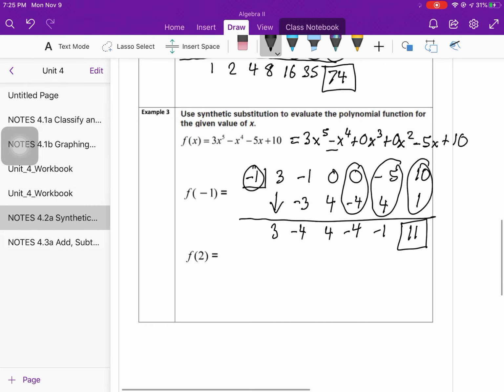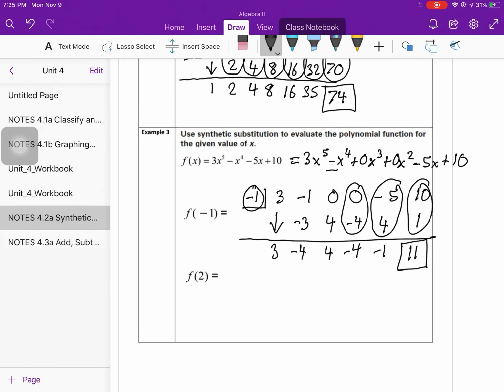Okay, so go ahead and try f of 2 for yourself. You're going to use the same coefficients that I used for the first one. You're just putting 2 instead of -1.